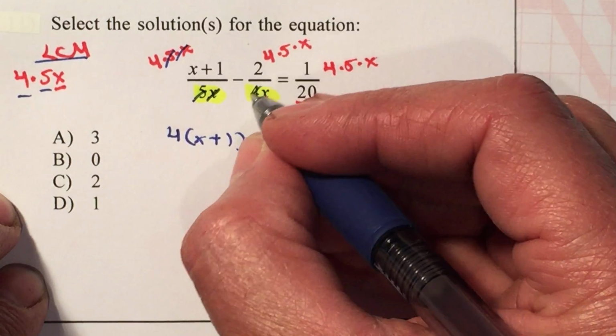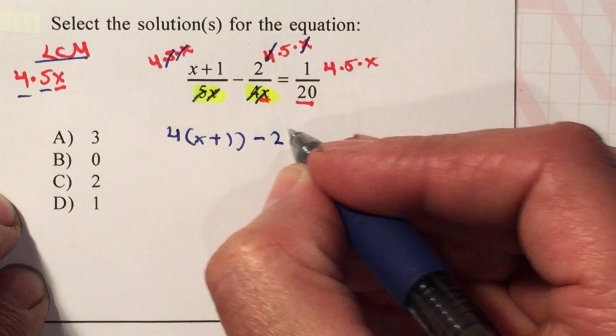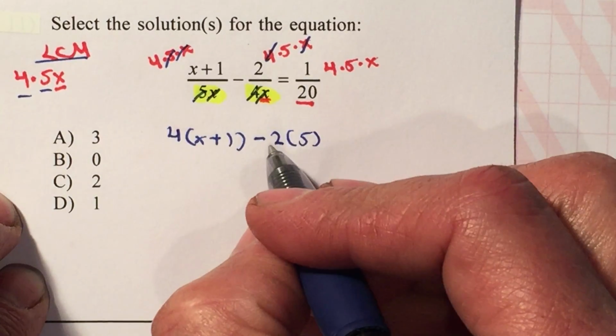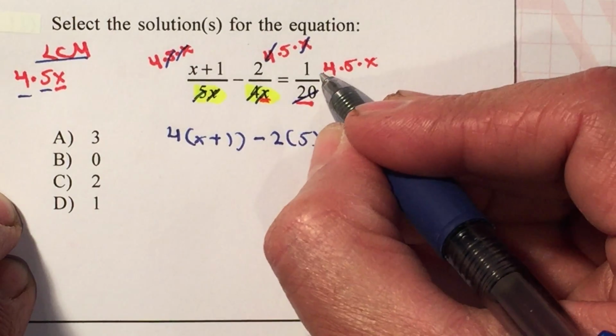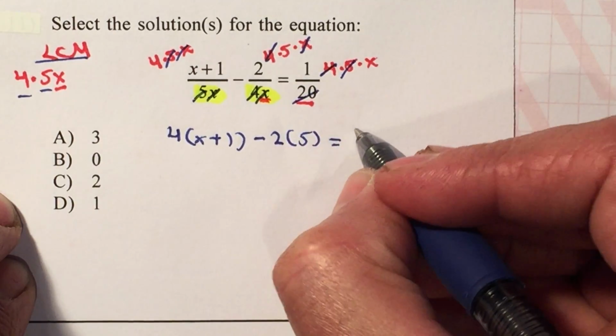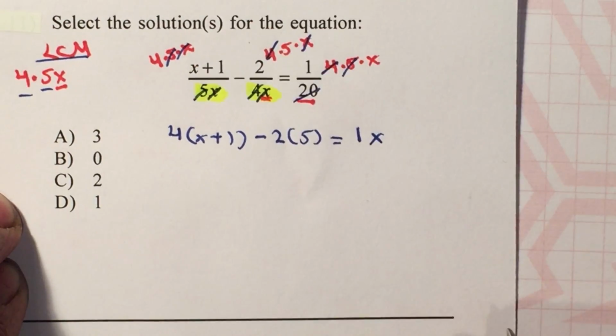What cancels on the next one? The 4 and the x. So the 4 and the x cancel. So I just have a negative 2 multiplied by 5. Careful with the negative. And on the next one, the 20 gets cancelled with a 4 times the 5. So I just end up with 1x. And now we just have a much more simple equation.